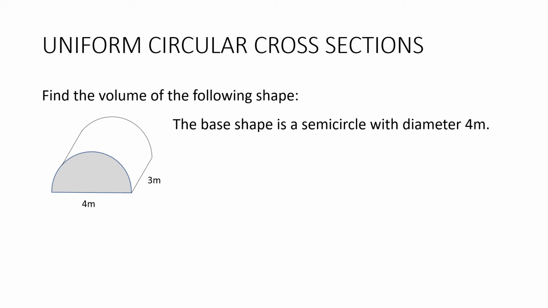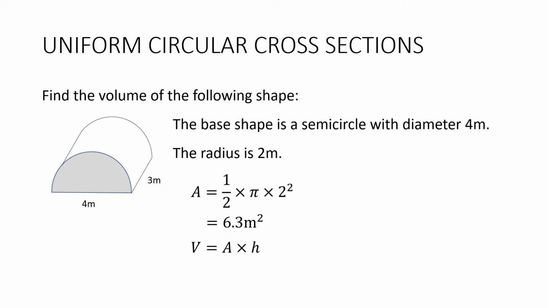Do you remember how to do that? The radius is half of the diameter, so it's 2. So the area of our base shape is a half times pi times 2 squared, which is 6.3 meters squared. And now all we have to do is multiply the area of the base by the height, and that gives us the volume. So it's 6.3 times 3, which is 18.9 meters cubed.